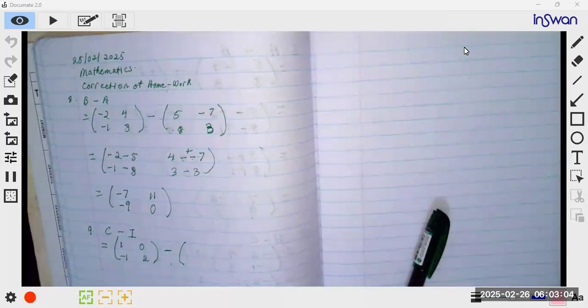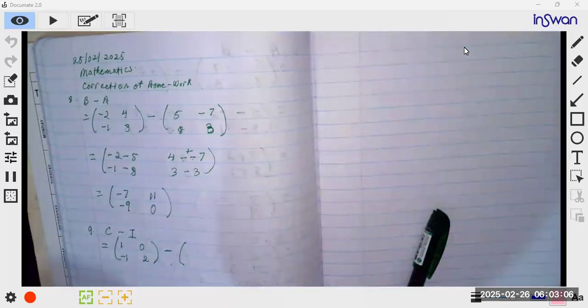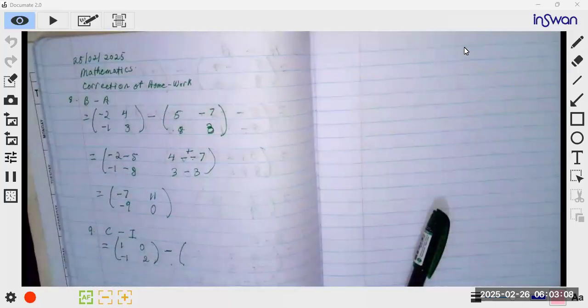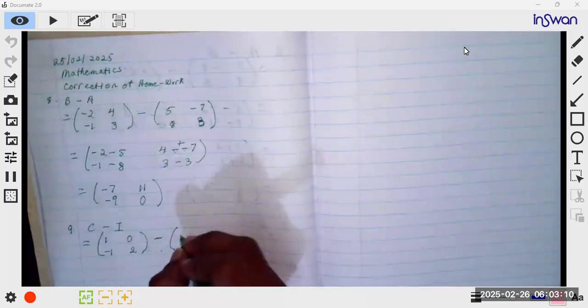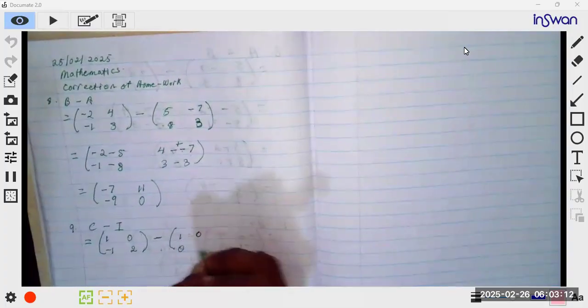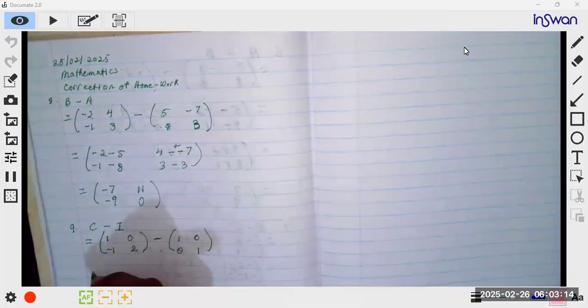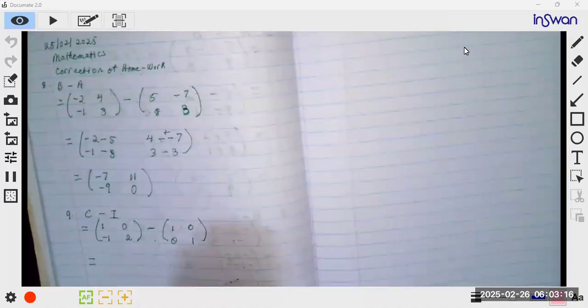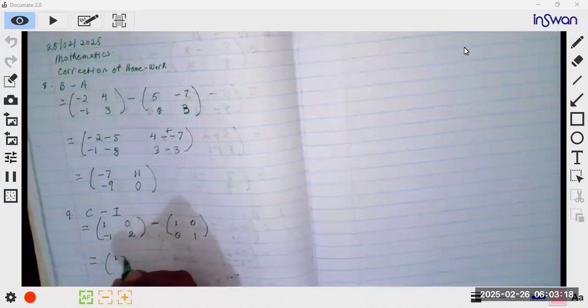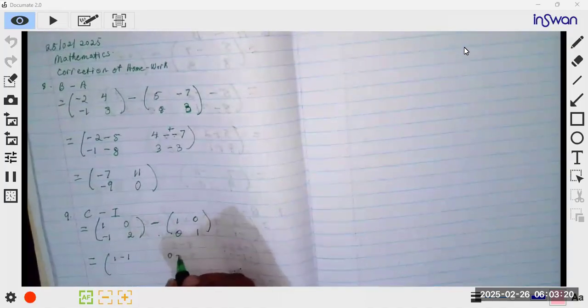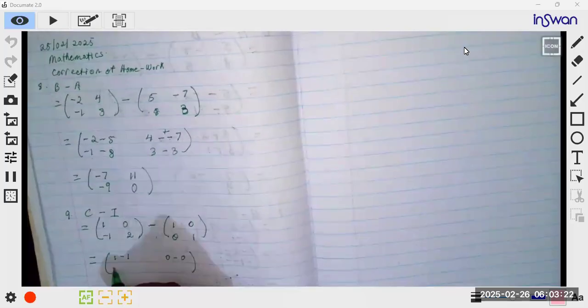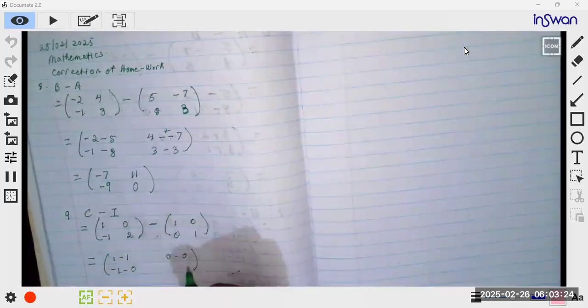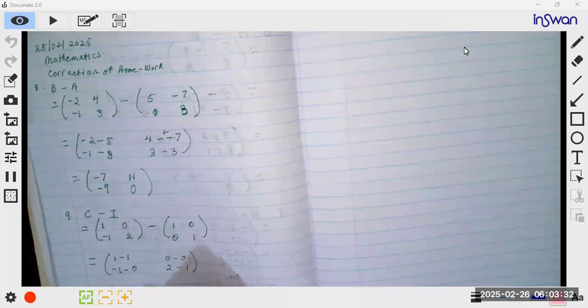So the identity or unit matrix is 1, 0, 0, 1. If we're taking it away, this would be 1 take away 1, 0 take away 0, -1 take away 0, and 2 minus 1. So your final answer will be 0, 0, -1, and 1.